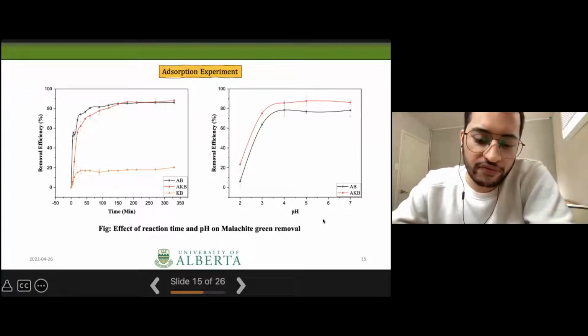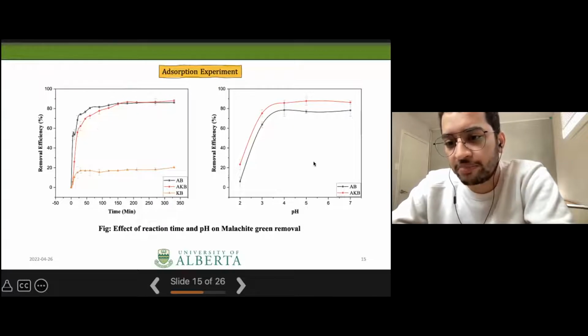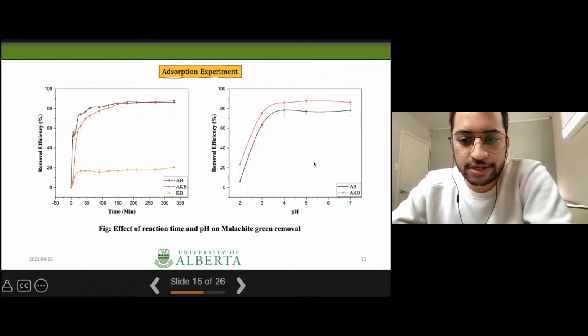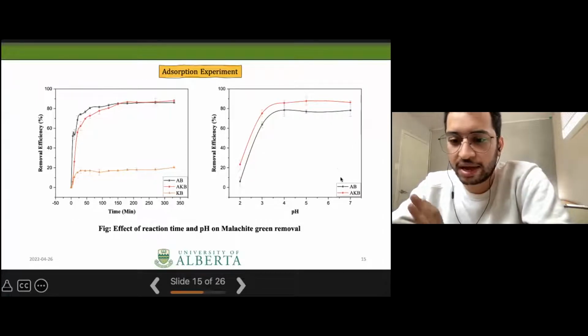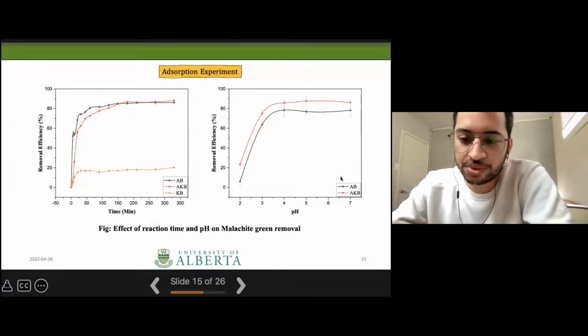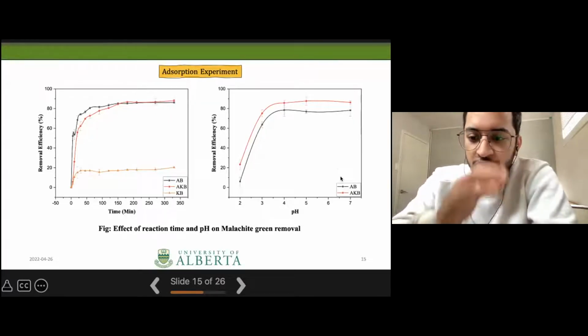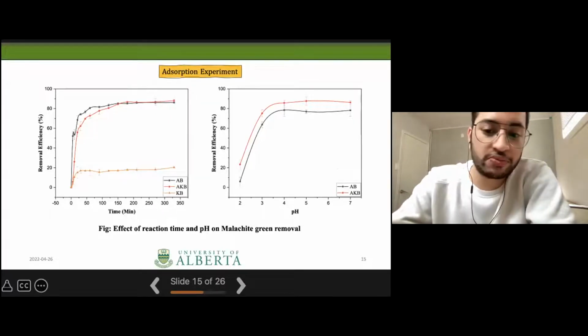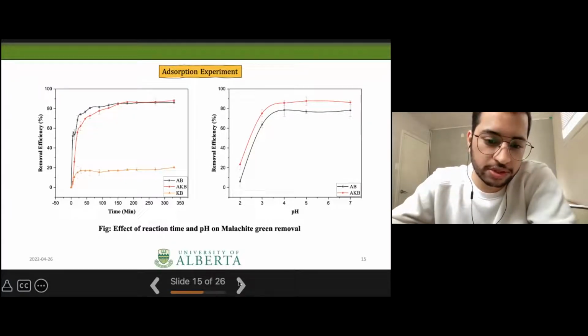Then we studied the effect of pH. We observed that when the pH increased from 2 to 4, the removal efficiency increased significantly. This is because in a highly acidic environment, the functional groups on the biochar surface were protonated and positively charged, restricting the adsorption of positively charged malachite green ions onto the biochar surface.